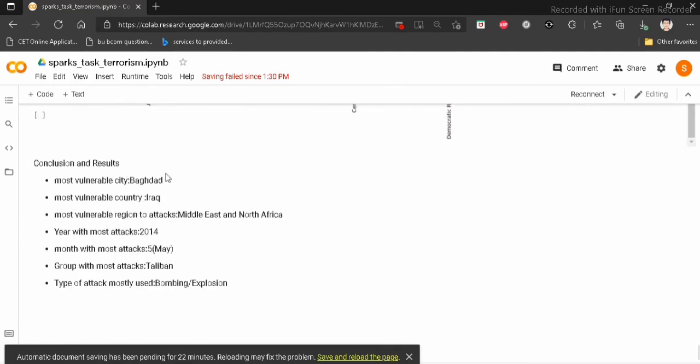Now coming to the conclusion and the result, we can conclude that the most vulnerable city is Baghdad, the most vulnerable country is Iraq, and the most vulnerable region to attack is the Middle East and North Africa. The year with the most attacks is 2014, the month with the most attacks is 5, the group with the most attacks is Taliban, and the type of attack mostly used is bombing and explosion.